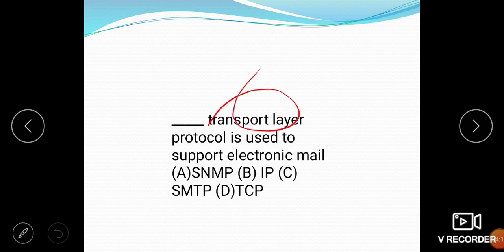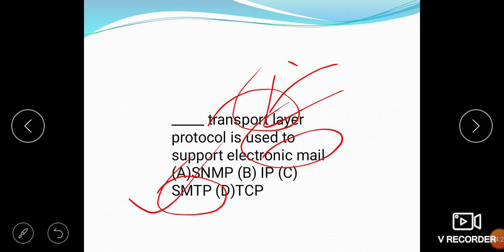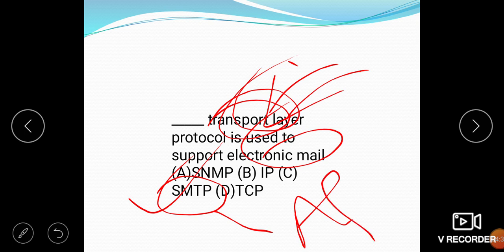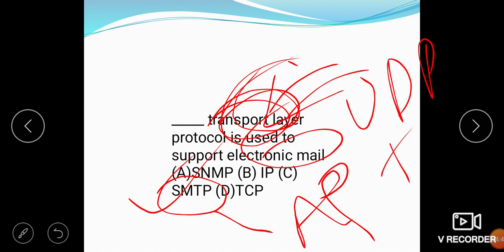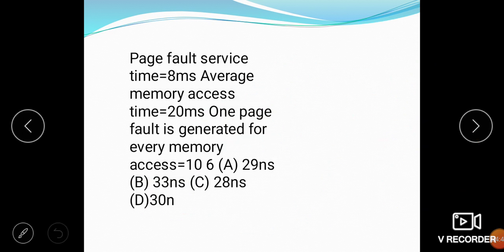Now, in the transport layer, which electronic mail protocol do we use? If the transport layer is not mentioned, we can write the option SMTP, simple mail transfer protocol. But SMTP is an application layer protocol, and here the transport layer is mentioned. In the transport layer we use only UDP and TCP. TCP is the most reliable method, so to transfer mail we use TCP.